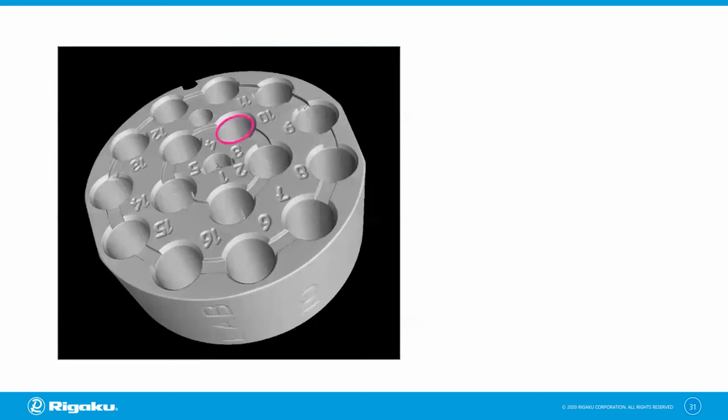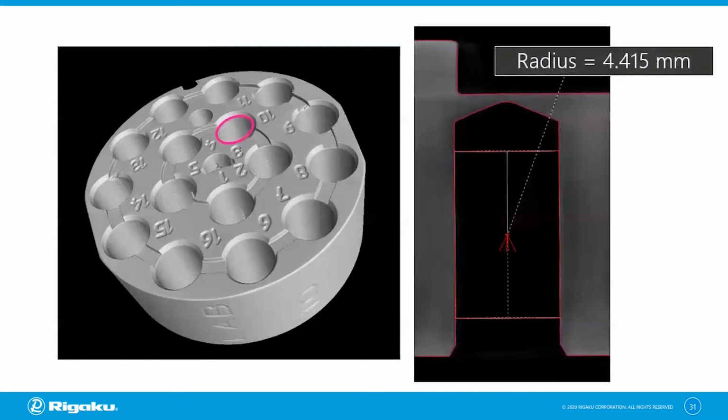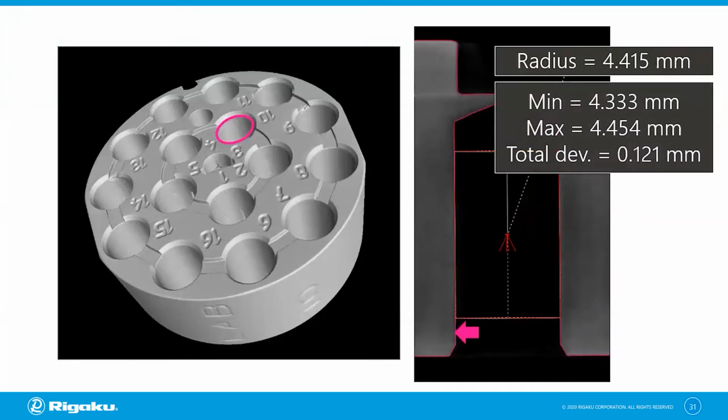Let's take a look at this cylinder-shaped hole. So we can look at this hole from the side and measure the radius, for example, but we are defining the entire surface, not just one point. So you can also get the minimum and the maximum and the deviation of this radius. So this is a distance measurement.